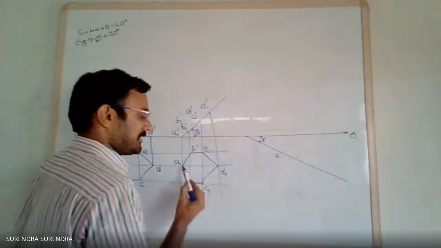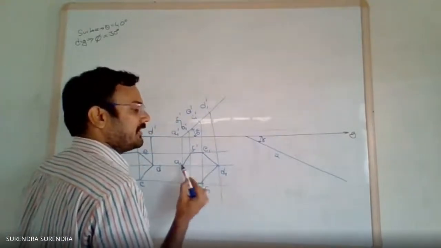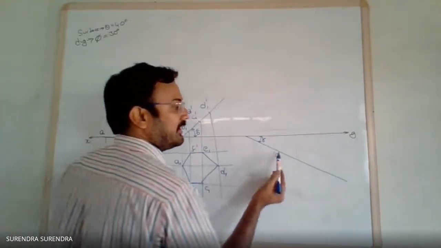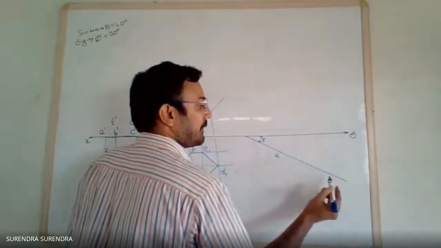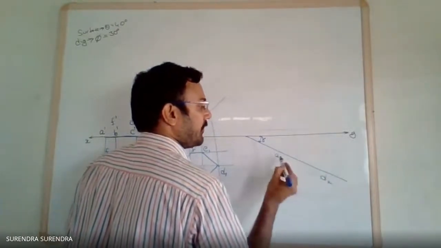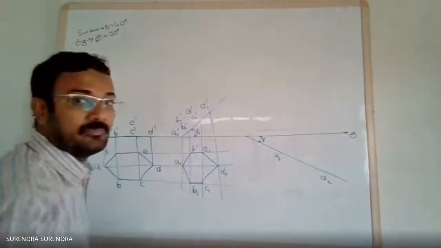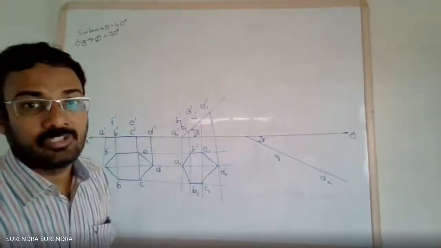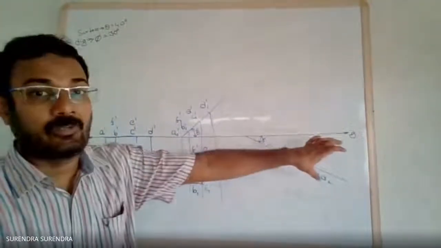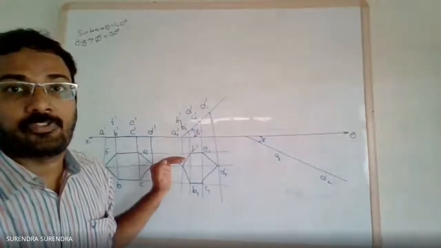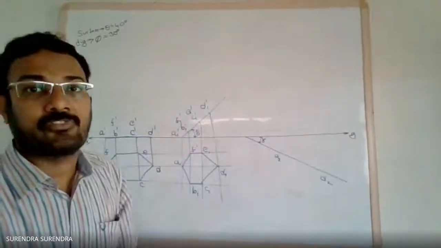Measure the distance from A to D. With A as center, mark point D. So these are the points A2 and D2. Now copy the remaining points based on the distance from A and the distance from D.